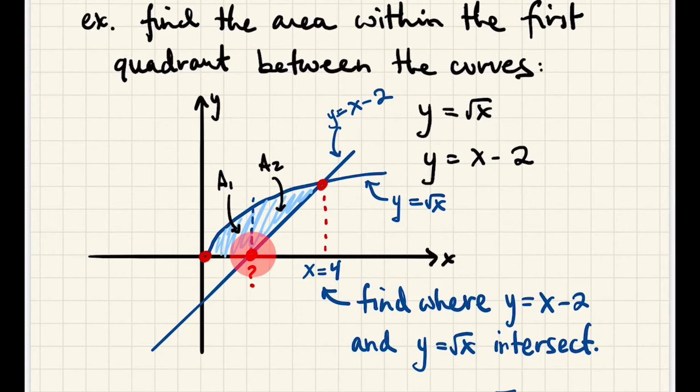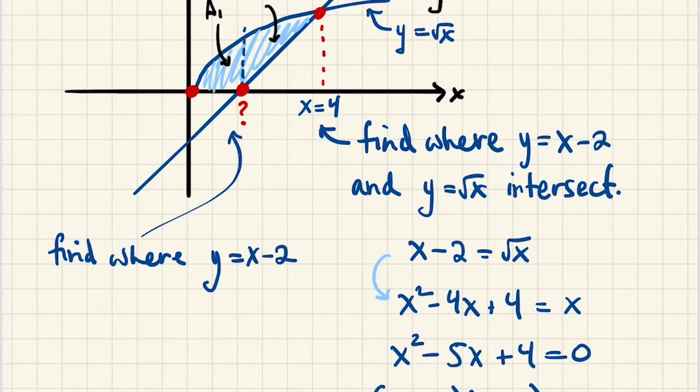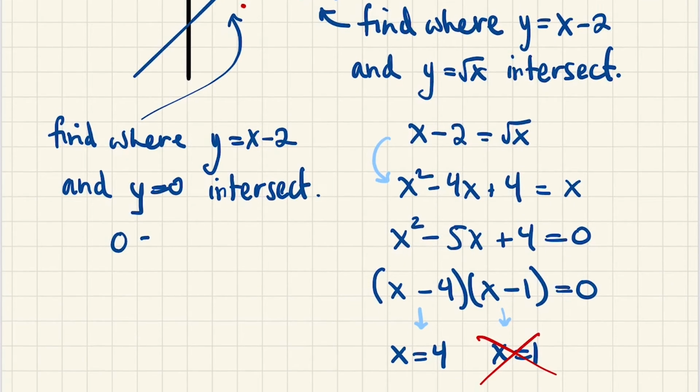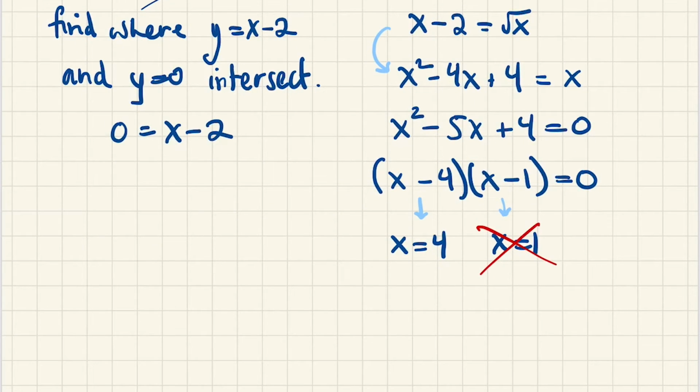Okay, what about that other point? Well, we can see that that point is the x value where the line y equals x minus 2 has a y value of 0. So to find this point, where y equals x minus 2 and the horizontal line y equals 0 intersect, we're just going to set 0 equal to x minus 2.